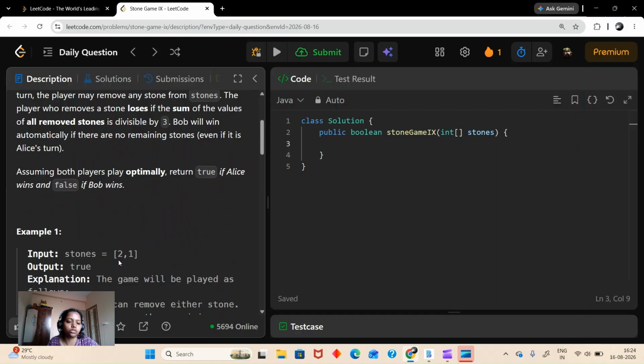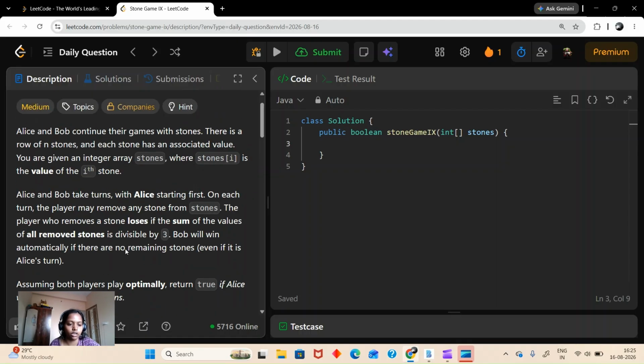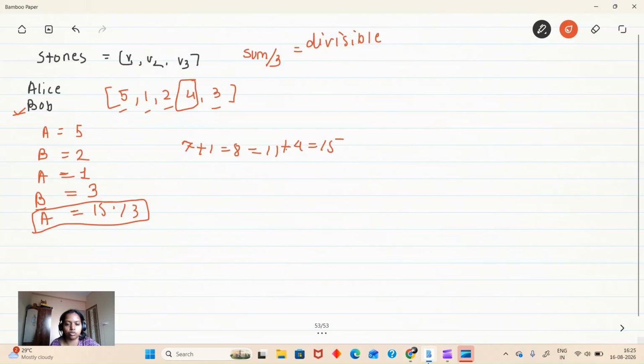Now, for the stones 2 and 1, consider Alice is choosing 2. Then Bob has to choose the other one, which is 1. Anyway, it will make the sum 3, which is divisible by 3. So Alice will win, Bob will lose. That's why it is returning true. Now how are we going to solve this?